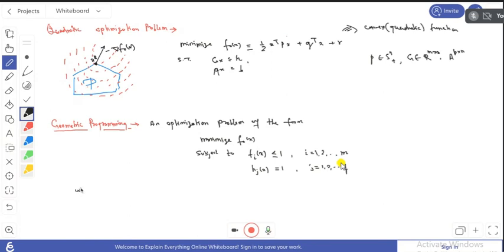And here, one thing to remember is that your objective function f0(x) and your inequality constraint functions f1, f2, up to fm, for geometric programming, all are polynomials. And your equality constraints, there are p equality constraints, are monomials.